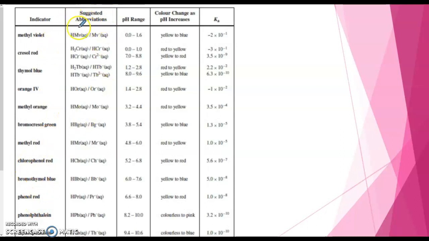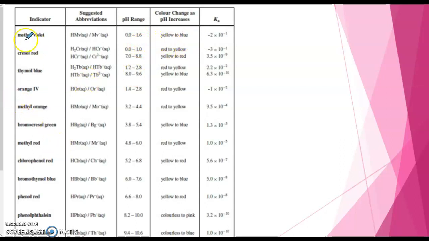This suggested abbreviation isn't really important for Chem 20. We have our pH range, we have our color range. This Ka is Chem 30 stuff, you don't need to know it. But these three columns you need to know about. What these different indicators do is, if you look here, they have different ranges that tell us different pieces of information.